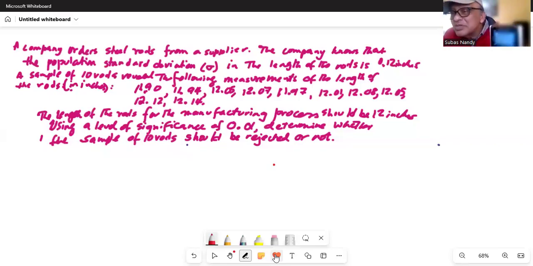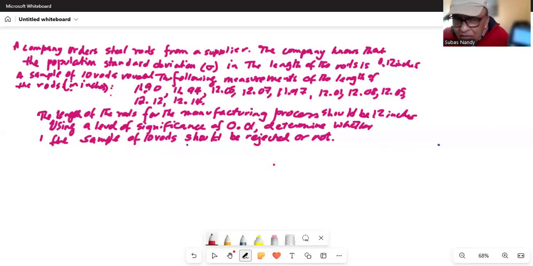Why did we do this? Because the sample size is so small, we want to make sure that the sample came from a normal distribution, and there is no outlier in the box plot. Now we are going to test this at a level of significance of 0.01. The requirement is that the length of the steel rod should be 12. Does this lot meet the requirements?